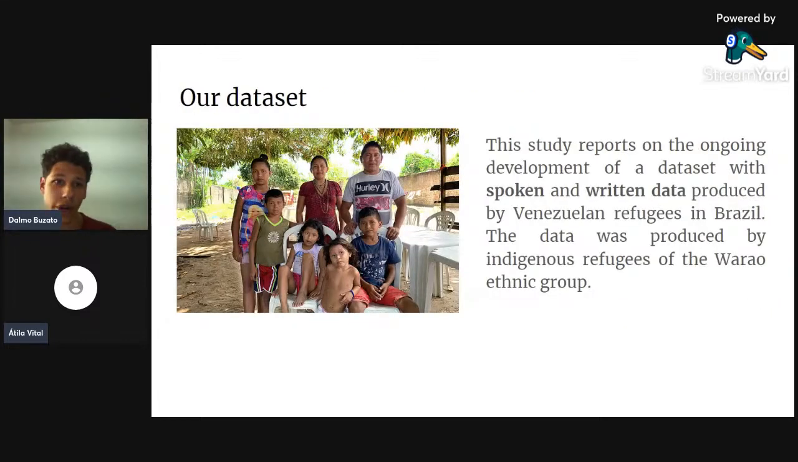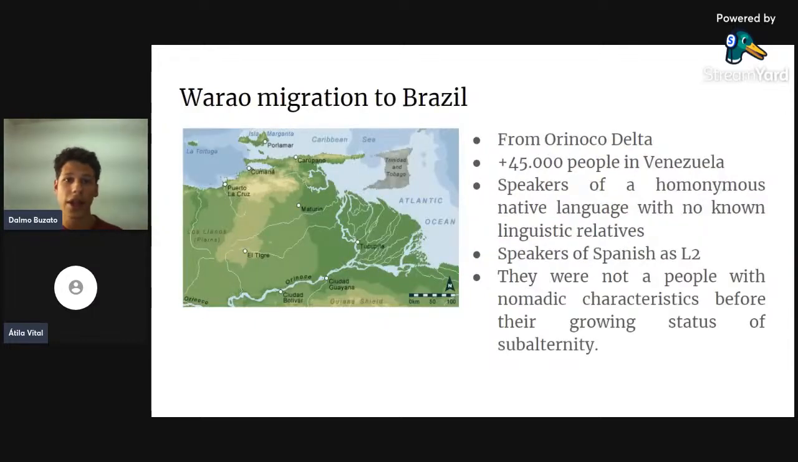In this work, our dataset is composed of spoken and written data produced by Venezuelan refugees in Brazil. We extract data from a lot of different places on the internet and in the real world as well, as we will talk about later. All of our data is produced by indigenous refugees of the Warao ethnic group. The Warao people are from the Orinoco Delta, a river in Venezuela, but also in Guyana and Suriname. And they are more than 45,000 people only in Venezuela.